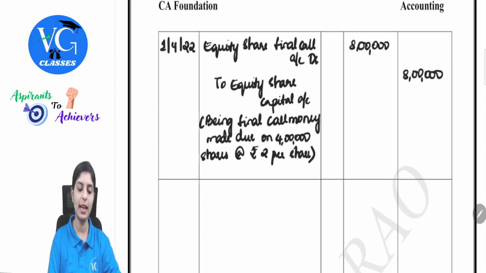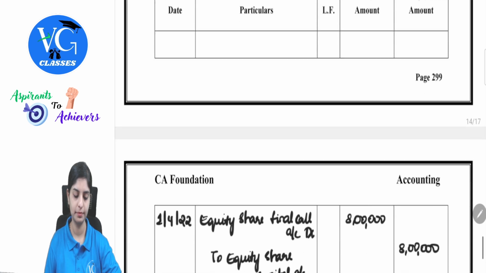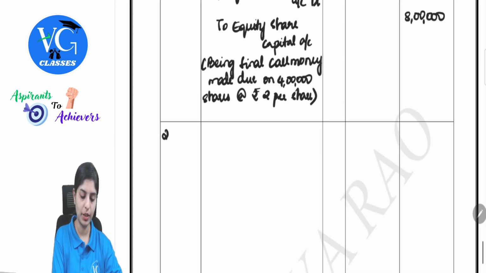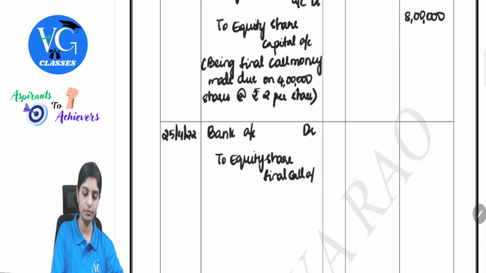Next will be receiving that final call money. Have they given us the date? The call money was received by 25th April. So 25th April 22, bank account debit to equity share final call account, 8 lakh and 8 lakh.